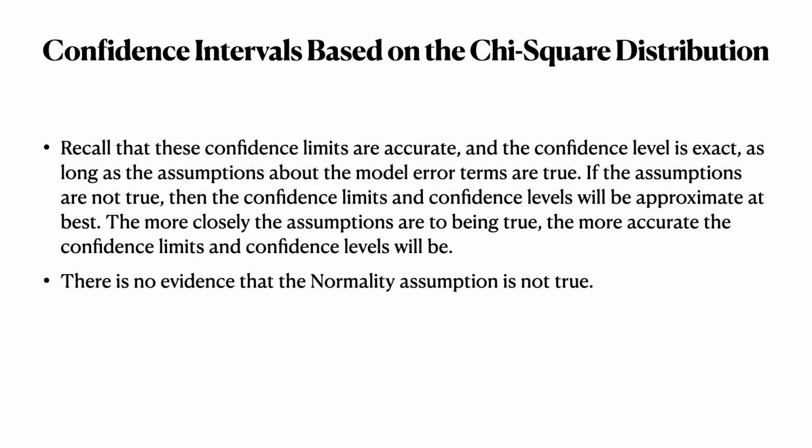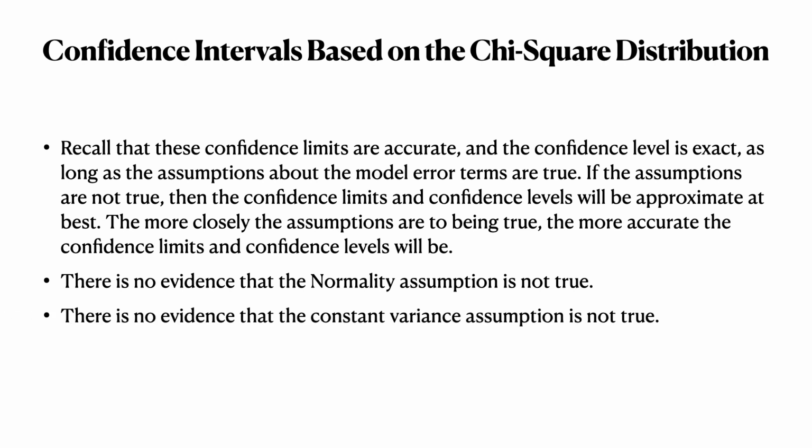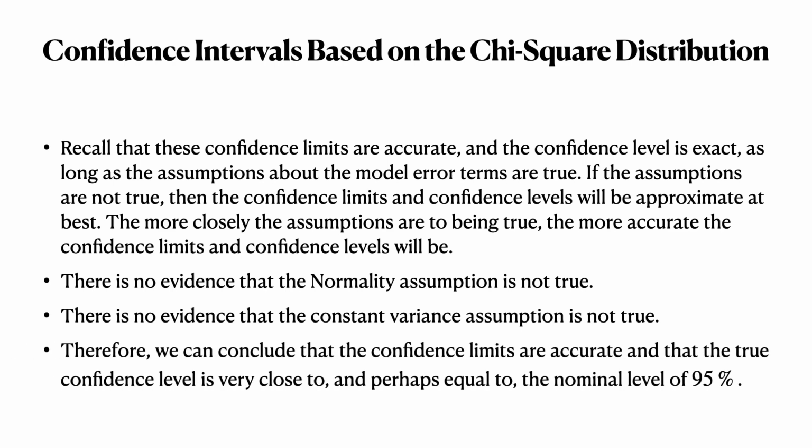Now, we found that there is no evidence that the normality assumption is not true. In addition, there is no evidence that the constant variance assumption has been violated. And so therefore, we can conclude that the confidence limits are accurate and that the true confidence level is very close to and perhaps equal to the nominal level of 95%.